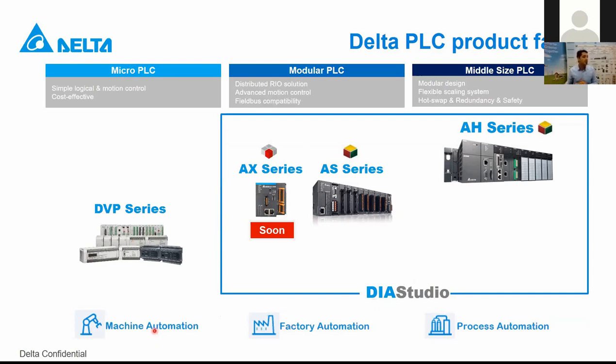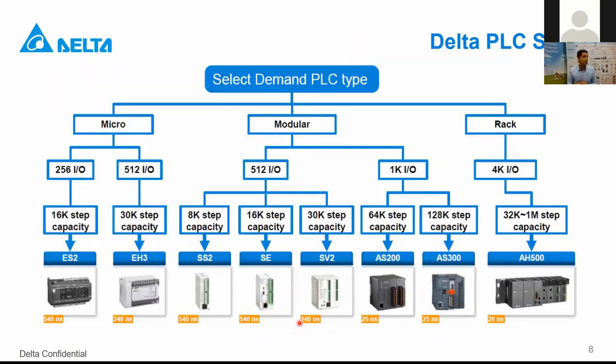And here you can see more or less where each is located. For the AS series, we mainly focus on machine and factory automation. For AH, mainly process automation and sometimes factory automation, and DVP is also between machine and factory automation. So this is the family that we have in our portfolio.